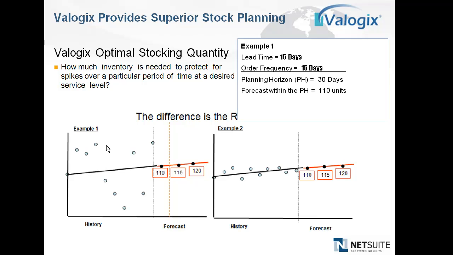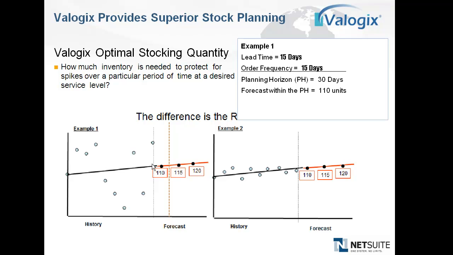Then what we do is we forecast how much we think the demand is going to be going forward the planning horizon days. So we think we're going to sell 110 units in the next 30 days, which is reasonable. It's someplace in between the historical demand, right? The million-dollar question, however, is do you want to stock 110 units? Do you want to stock higher or lower than 110 units? And that's all relative to how important the item is to your business.